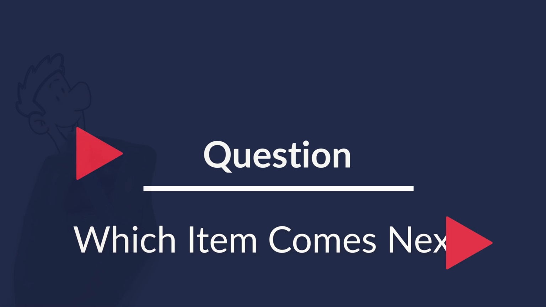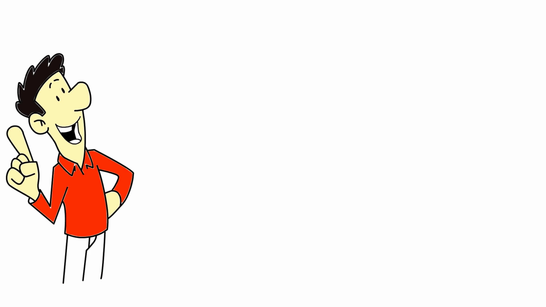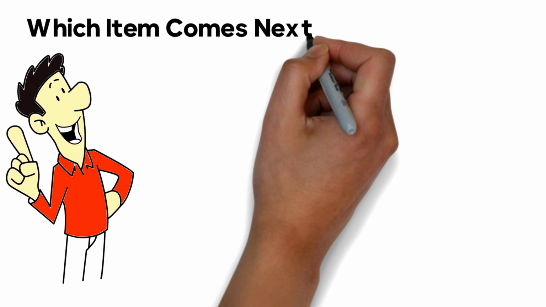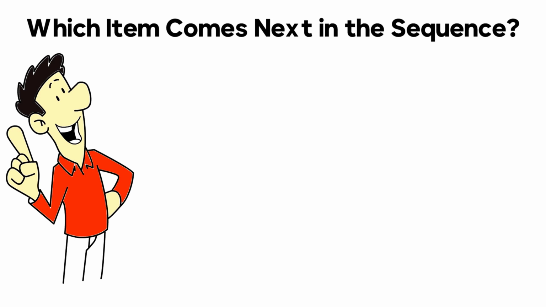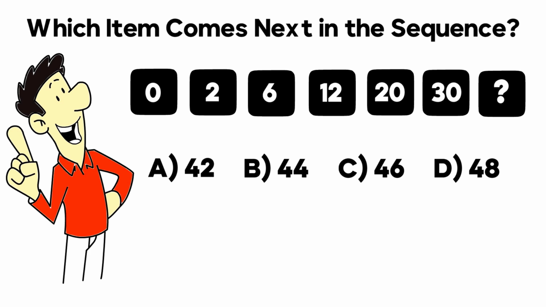Very frequently on the test, you might be asked to detect the pattern. In this question, we're being asked which item comes next in the sequence, and we're presented with the sequence of items. 6 items in the sequence are visible: 0, 2, 6, 12, 20, and 30. And the next item is missing.